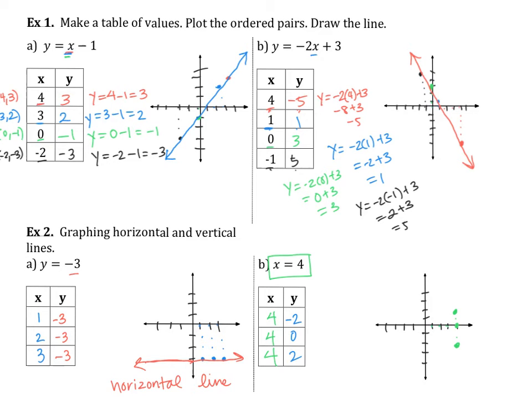Okay, I see my 3 points. They are lining up, so I can go ahead and draw my line. I'm going to make it long, passing through the points with arrows at the ends. Okay, when the line goes straight up and down like this, it is called a vertical line.